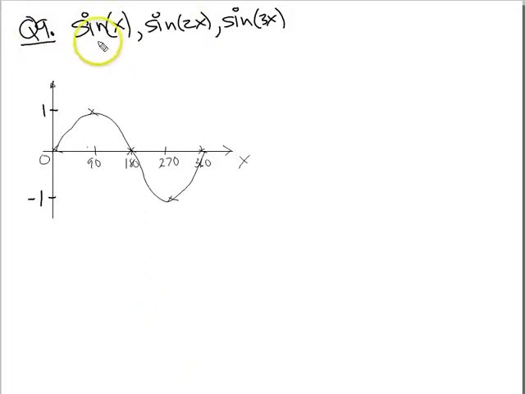Okay guys, let's have a look at question 9 then. We've got sine x, which I've drawn already. It's easy to draw. Sine 2x and sine 3x. Well, what happens here then? Well, let's have a look at that, shall we?